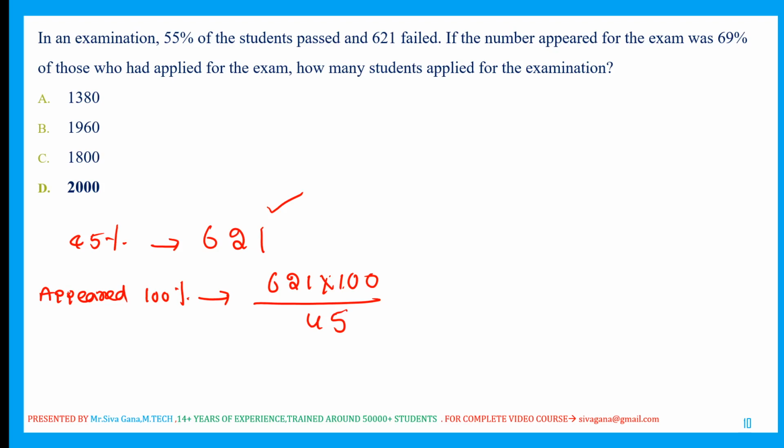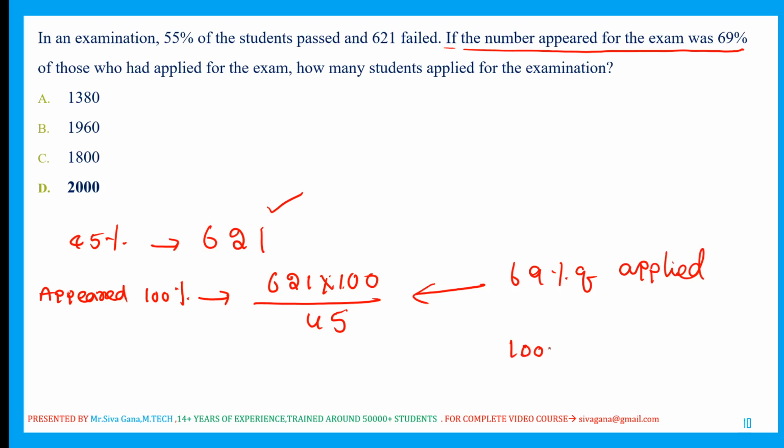Now the number appeared for the exam was 69% of those who applied, so this is nothing but 69% of the applied. Now how many are applied? We need 100% of the applied. Just do it like this: 621 into 100 divided by 45, into 100 by 69, cross multiplication.